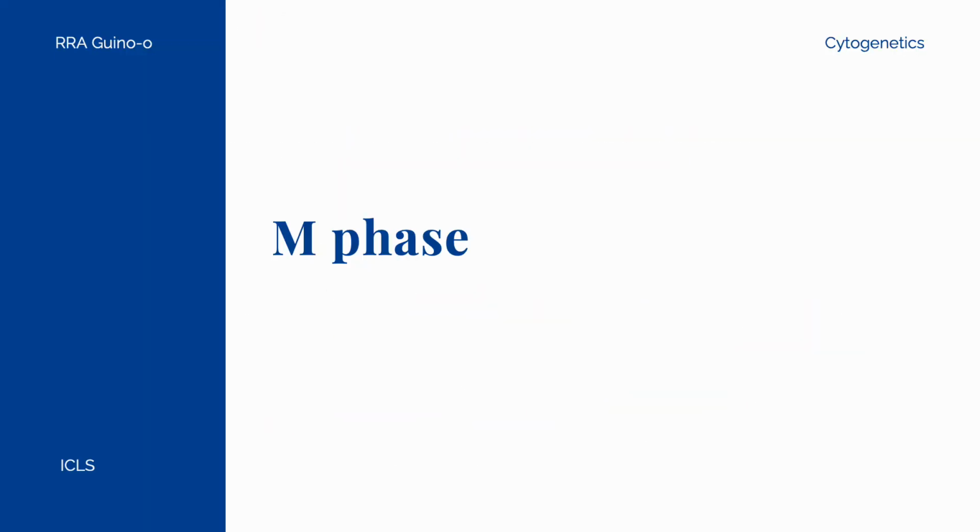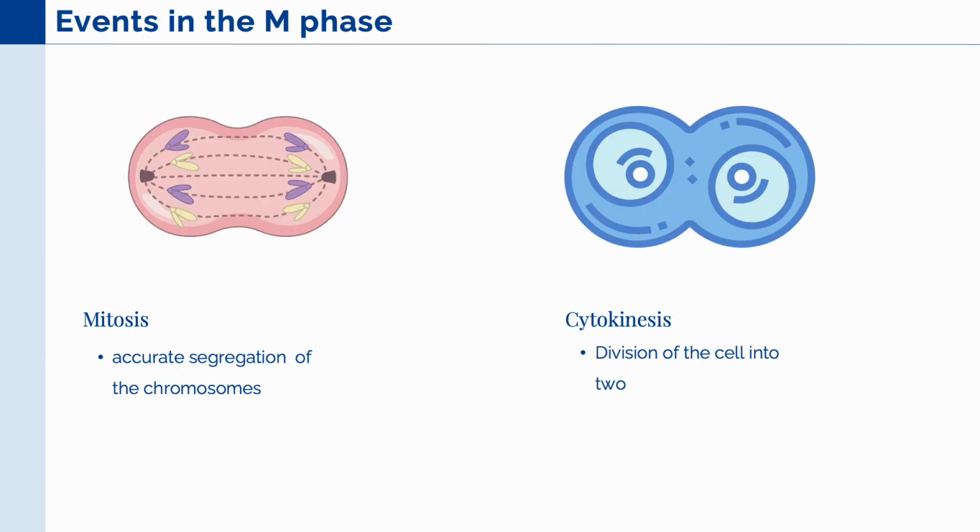Proceeding to M phase, again, this is the most exciting part of our cell cycle. And there are two events that happen in this cycle. First, you have mitosis, which is the accurate segregation of chromosomes. We will not be discussing the different steps of mitosis in this video, but please look forward to a future video on that. We also have cytokinesis, in which one cell divides into two daughter cells.